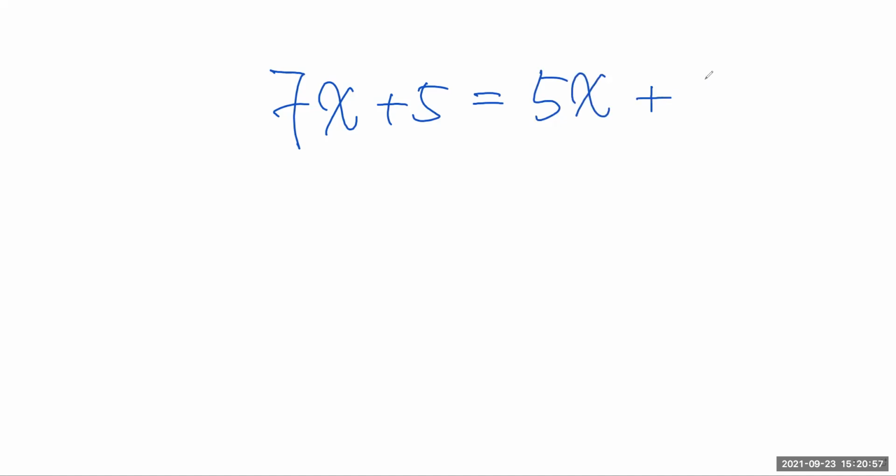Okay, let's do this one. 7x plus 5 equal to 5x plus 1. Okay, if you need help, let me know, okay?